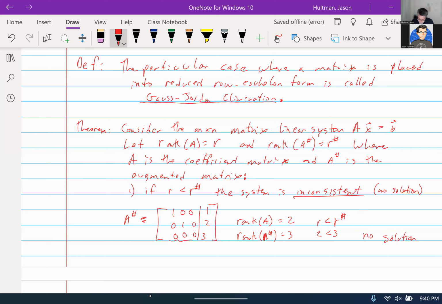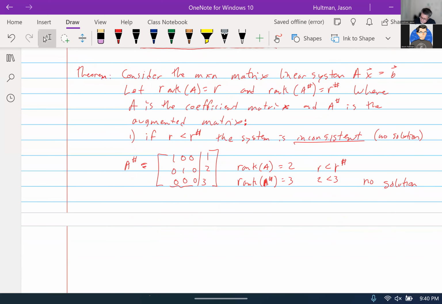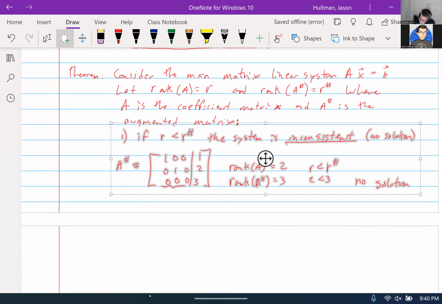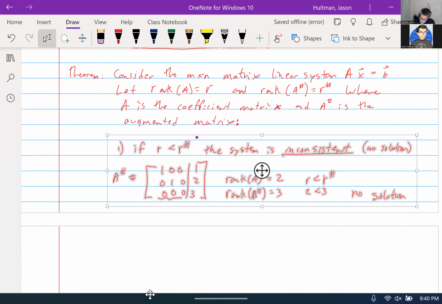Okay, I'll move this down a row. Let me do that. Okay, that fits better on the page.